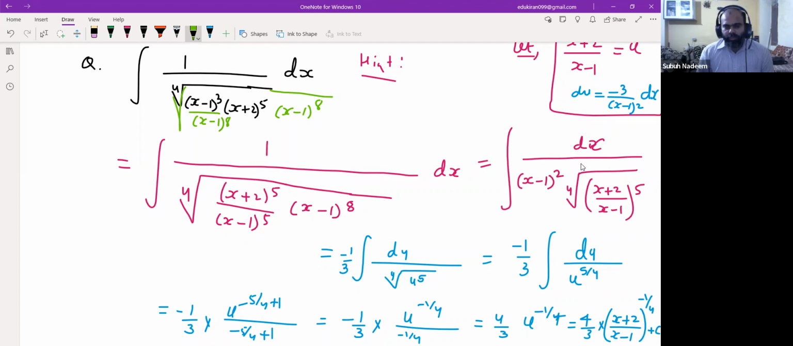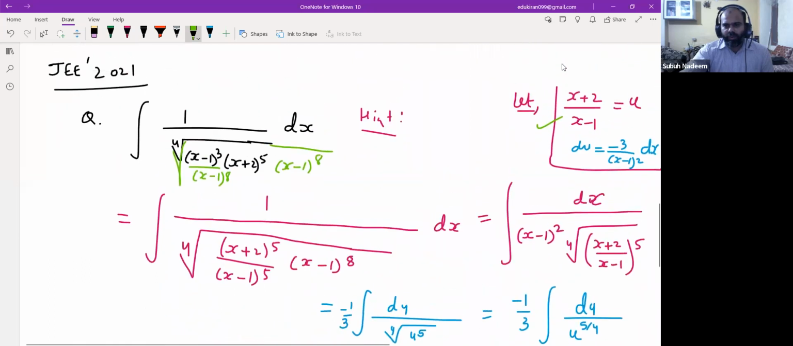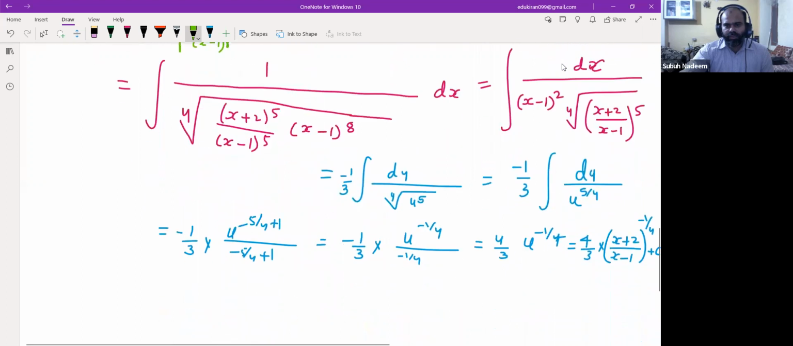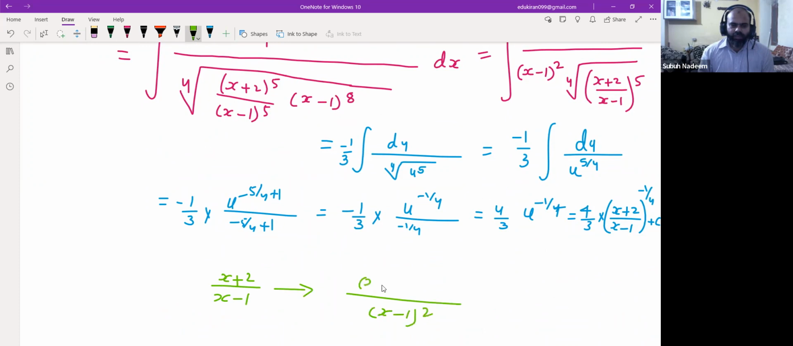Then what we do, x plus 2 by x minus 1 we take as u. This is the substitution which we are doing. X plus 2 by x minus 1 is u. And the derivative of u will become minus 3 by x minus 1 whole square dx. That you can check like this: it is x plus 2 by x minus 1, and when you differentiate it, you'll get x minus 1 whole square in the denominator. X minus 1 times derivative of x plus 2 is 1, minus x plus 2 times derivative of x minus 1 is 1. This will be minus 3 by x minus 1 whole square. So this is the derivative.